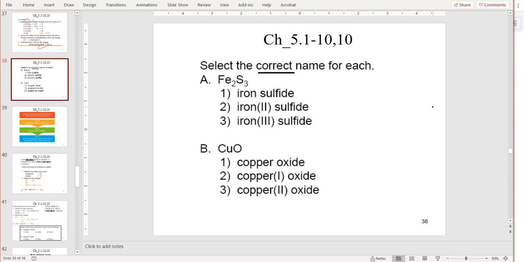So for example, the proper name for this one is going to be iron 3 sulfide. And then the proper name for this one is going to be copper 2 oxide.